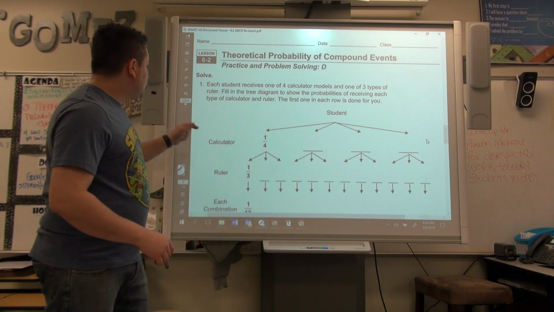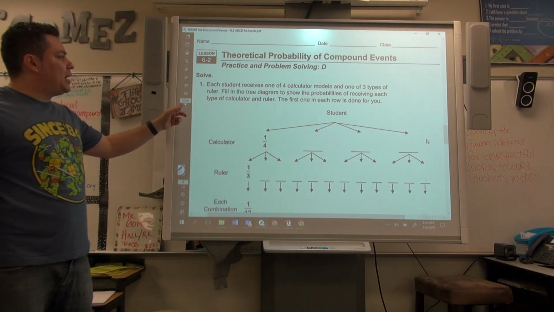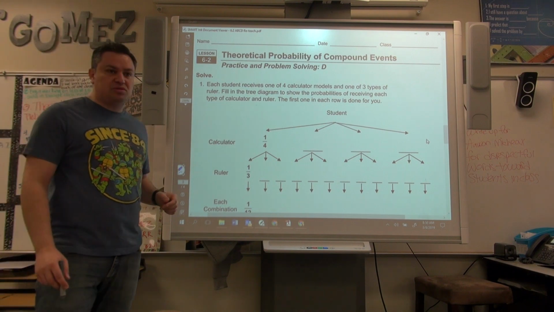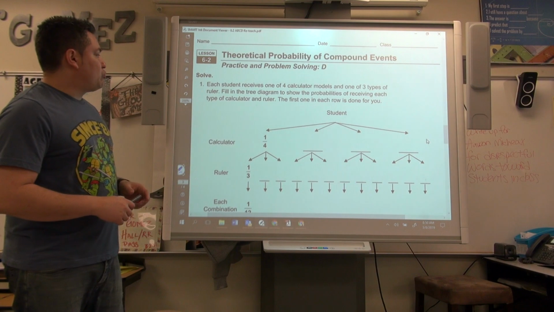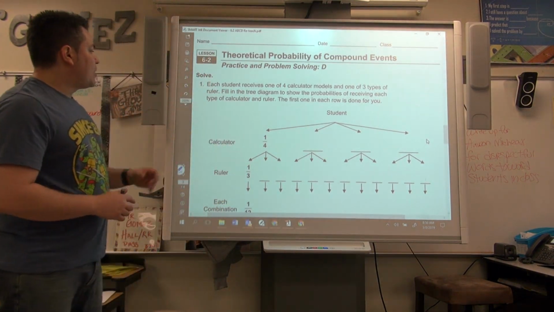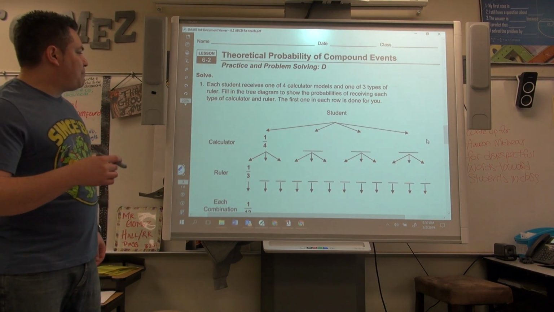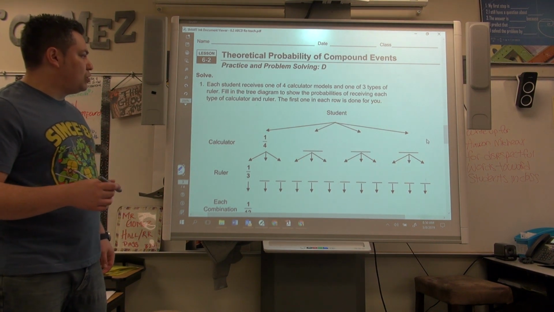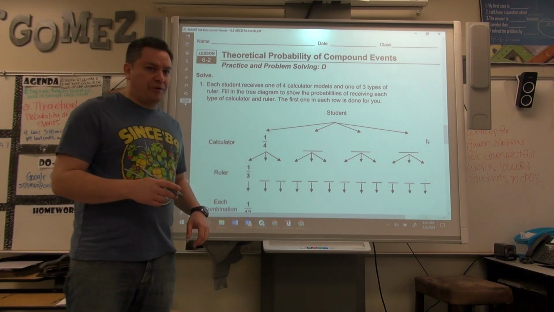So it says, number one, each student receives one of 4 calculator models. So there's 4 different types of calculators. And one of 3 types of rulers. So there's 3 different types of rulers. Fill in the diagrams to show the probabilities of receiving each type of calculator and ruler. The first one in each row is done for you.